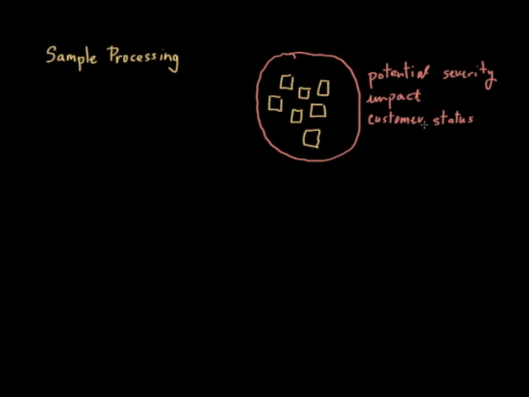These are a handful of things that vendors might use to prioritize what samples they're going to look at. Now, I'm not saying any vendor actually does all these things, but these are the kinds of things you can imagine a vendor doing.